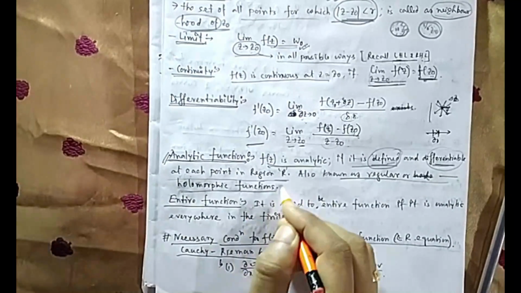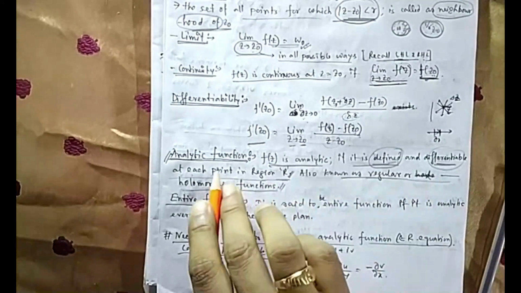If I say analytic, your f(z) will be an analytic function if it is defined and differentiable. Think, defined and differentiable. That means it should be defined also and differentiable also at each point in the region R. Then it is known as regular or holomorphic functions.